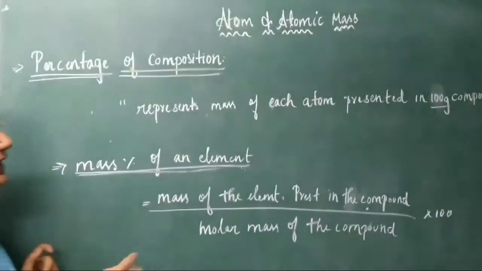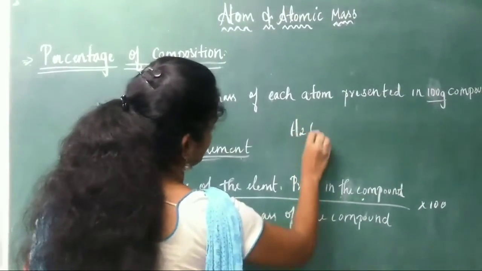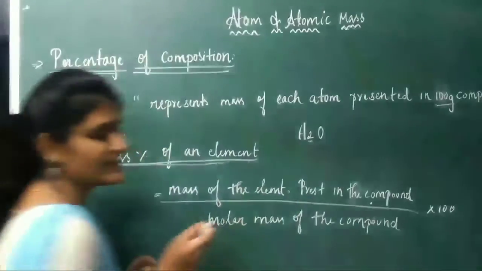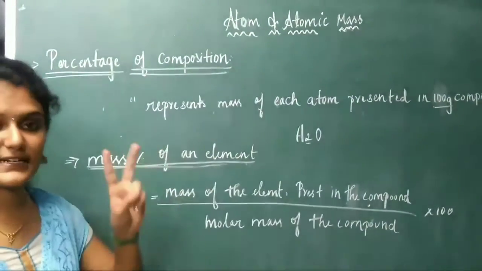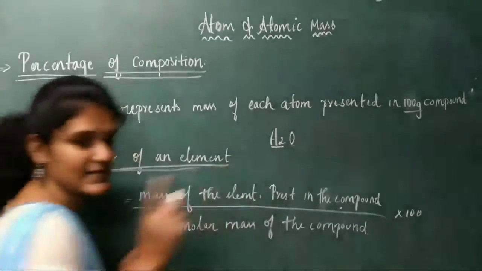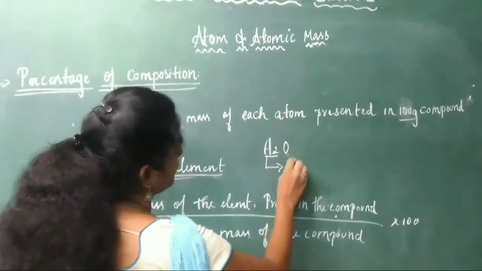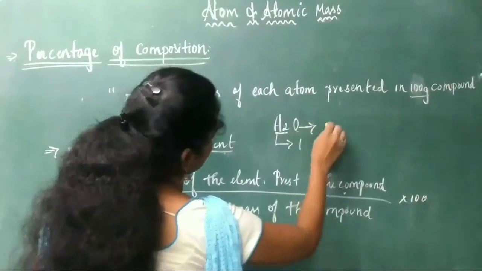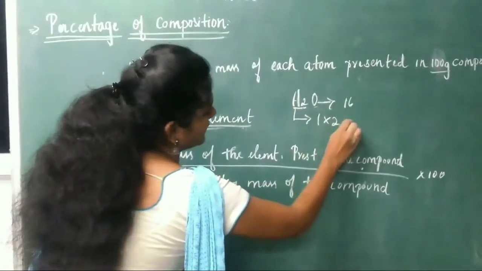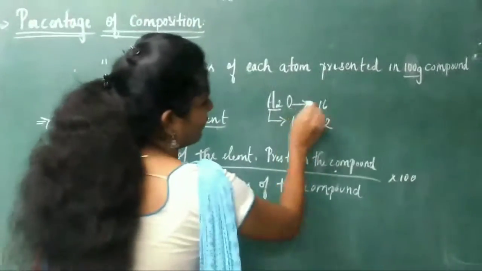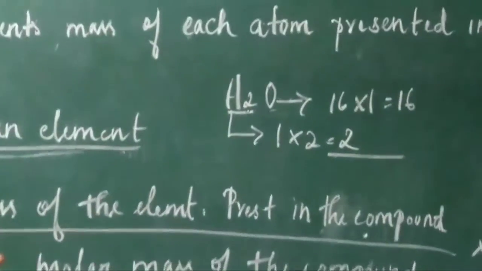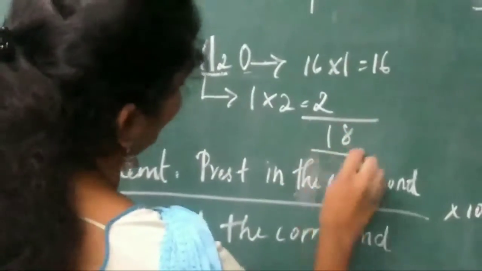For example, take H2O, which is a compound. H is denoted as 2, that is 2 hydrogens are present, and oxygen is 1. The mass of hydrogen is 1 and the mass of oxygen is 16. We have 2 hydrogens, so 1 × 2 = 2. We have only 1 oxygen, so 16 × 1 = 16. So the total mass of the compound is 18.